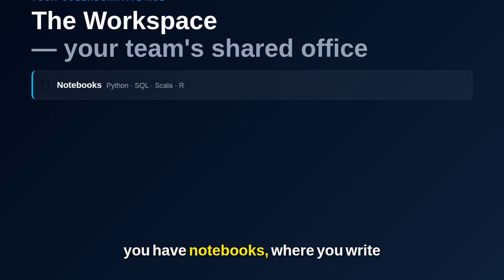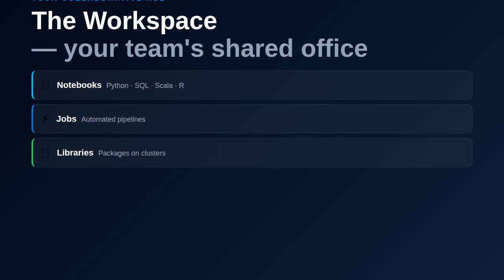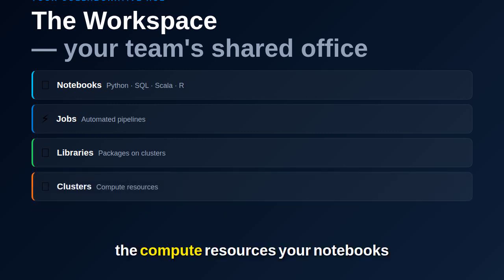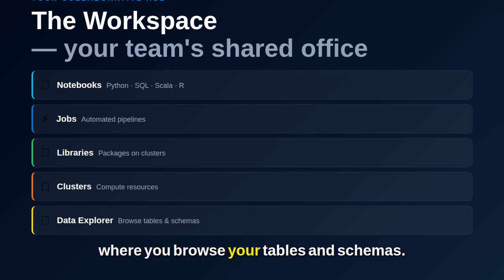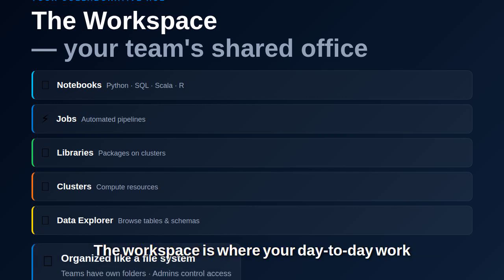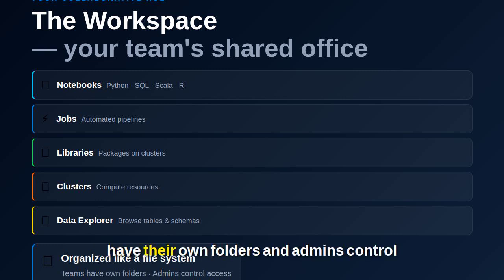Inside a workspace, you have notebooks, where you write Python, SQL, Scala, or R code. You have jobs, automated pipelines that run on a schedule or trigger. You have libraries, packages you install on clusters. You have clusters, the compute resources your notebooks run on. And you have the Data Explorer, where you browse your tables and schemas. The workspace is where your day-to-day work happens. It's organized into folders, just like a file system. Teams can have their own folders, and admins control who has access to what.